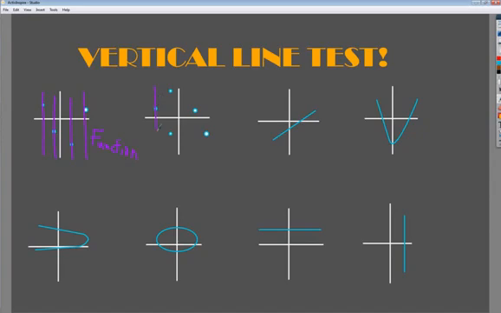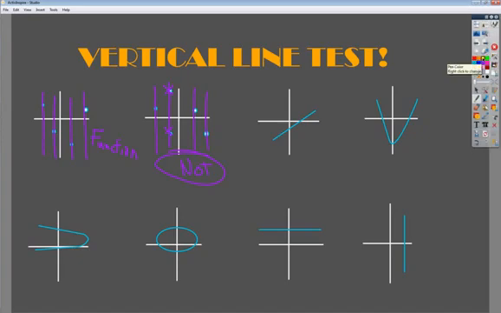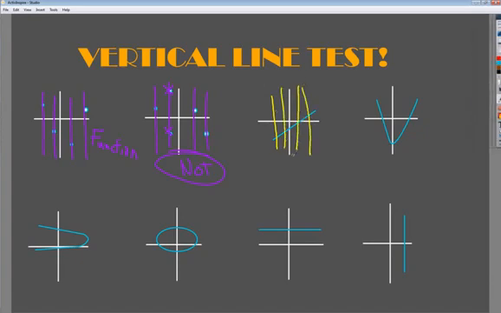Here, it's looking good until I analyze right here. As you can see, I'm at 2 places at one time, so this is not a function. I'm going to change color. I kind of realize how dark that is. In this case, everything's hunky-dory. We'll say this is a function.